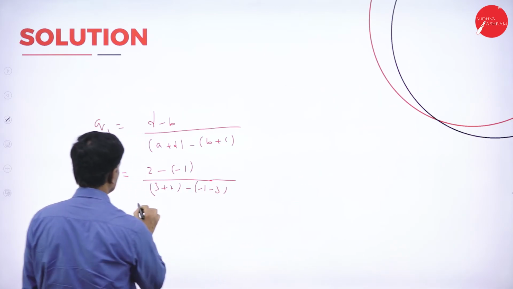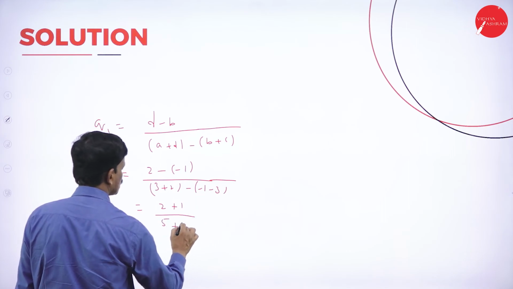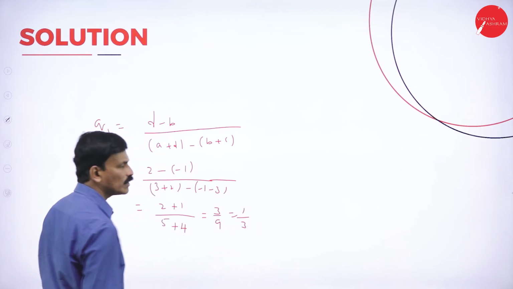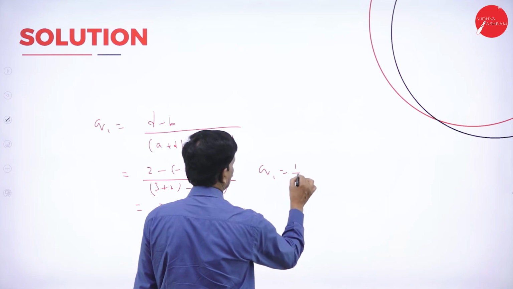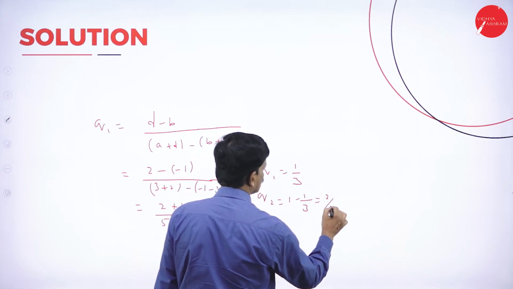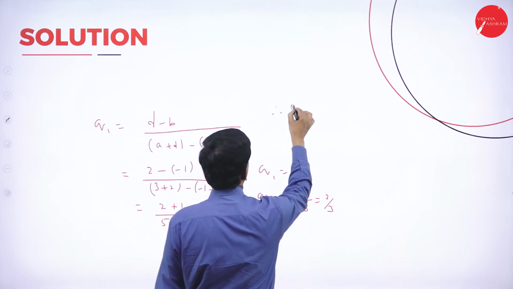Minus 1 minus 1. Minus 1 minus 3. So this is 2 plus 1 divided by 5 plus 4. This is equal to 3 by 9. This is equal to 1 by 3. Right. Now Q1 is equal to 1 by 3. Therefore Q2 is equal to 1 minus 1 by 3. This is equal to 2 by 3.